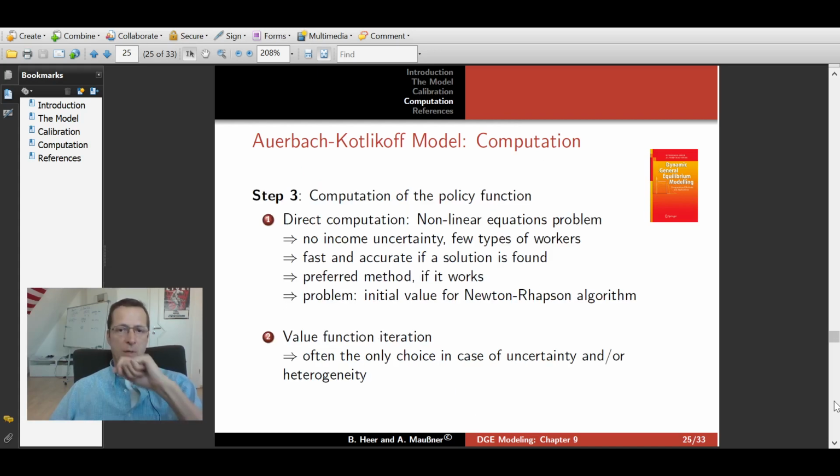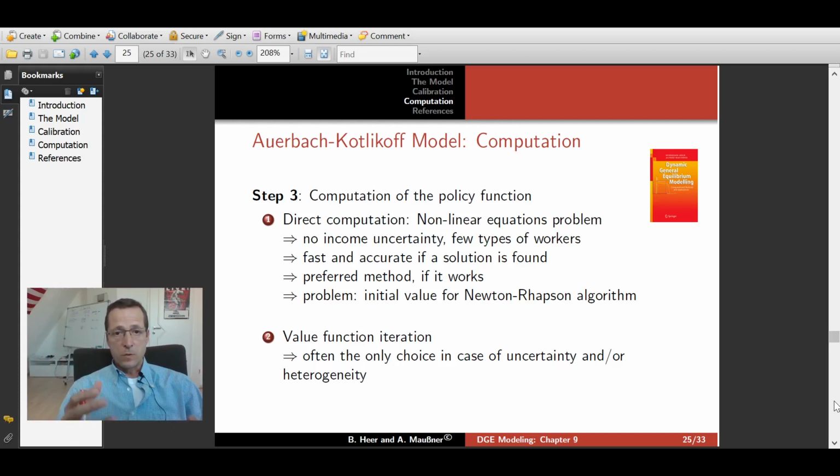Now comes the tricky part, step 3. And I've pointed out to you, we have two ways to compute it, the direct computation or the value function iteration. Whenever possible, use direct computation. So to get accuracy of, let's say, 10 to the power minus 6, so 0.0001 percentage changes in the accuracy of the final solution is not a difficult task using a nonlinear equation solver that relies, for example, on the Newton-Raphson algorithm.